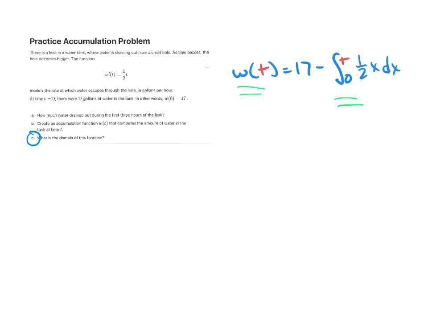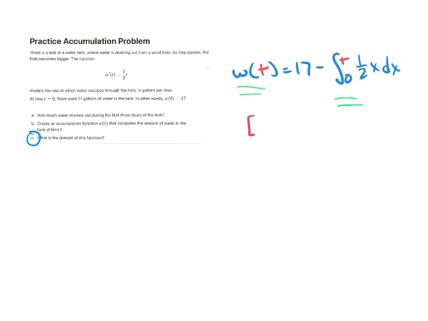I think you'll agree that the physical limitations of this problem dictate that as soon as the water's empty, this function's useless, right? As soon as we've emptied out 17 gallons, there's no more water in the tank, and the function needs to be 0 the rest of the time, right? So that we have to limit the domain on this thing for it to make sense. And we do that by restricting the time that we're going to put into this function.